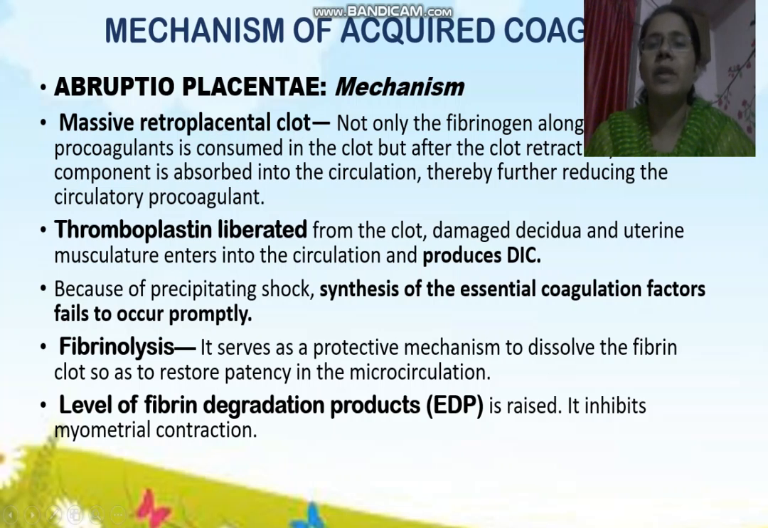Not only the fibrinogen along with the other procoagulants is consumed in the clot. After the clot retraction, the serum component is absorbed in the circulation, thereby further reducing the circulatory procoagulant. This will lead to thromboplastin being liberated from the clot. When the thromboplastin is liberated from the clot, it damages the decidua and the uterine musculature and enters into the circulation and produces disseminated intravascular coagulation.